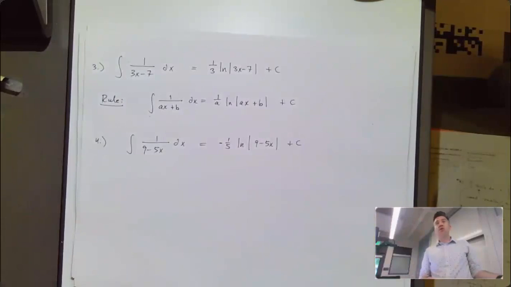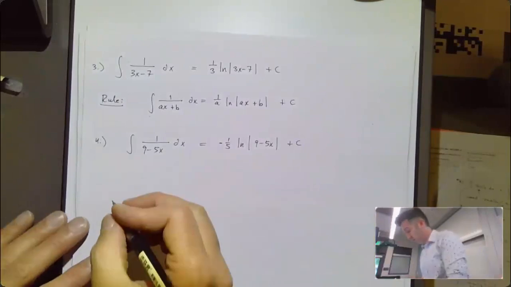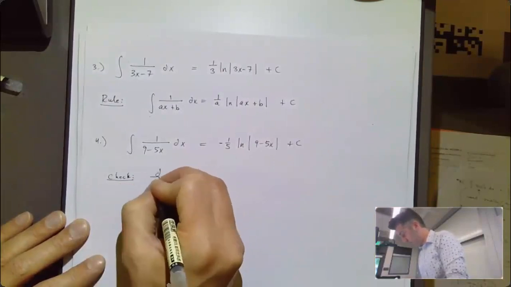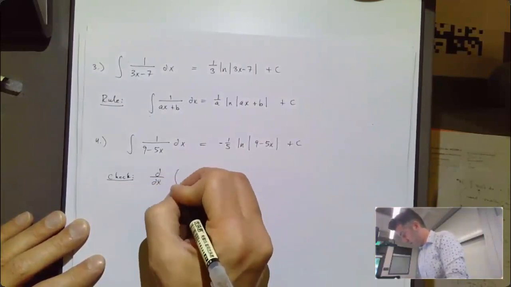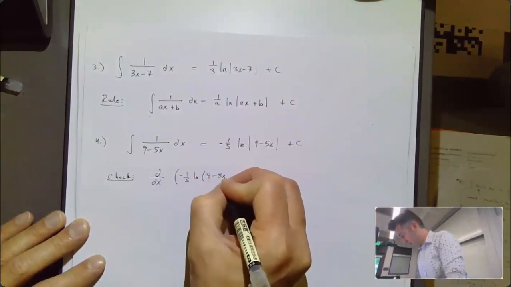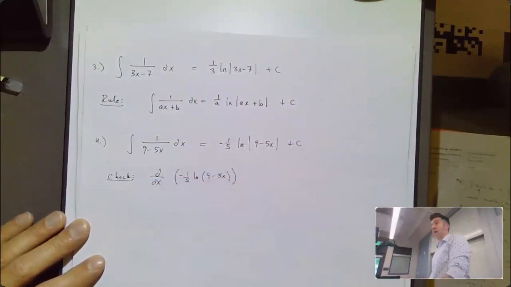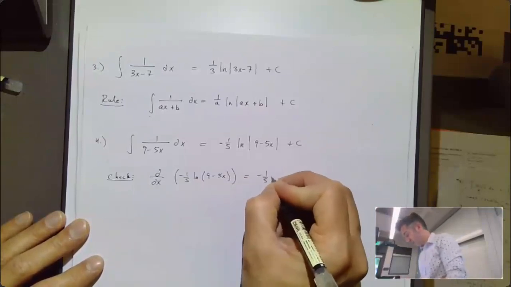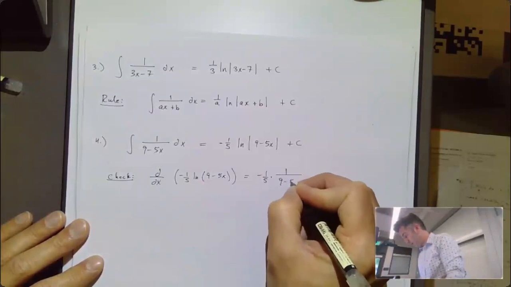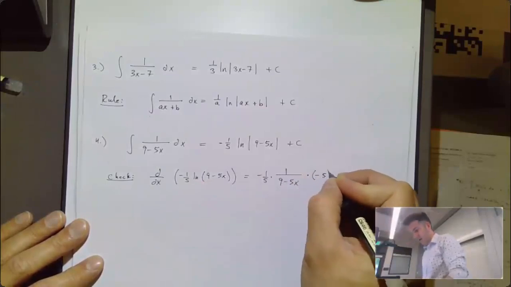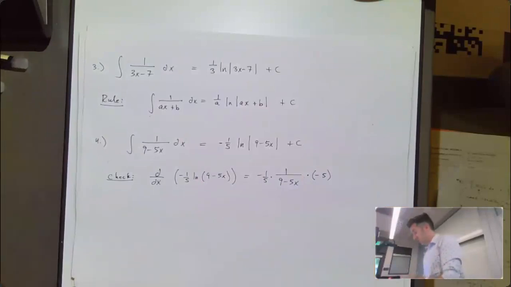So I need the negative 1/5 out here. If you're ever unsure, you can always check. The derivative of negative 1/5 times the natural log of, again, I would encourage you to just ignore the absolute values when taking the derivative. It's going to be negative 1/5 times 1 over your stuff times the derivative of that stuff, which is exactly a negative 5. And that negative 5 will cancel out the negative 1/5.